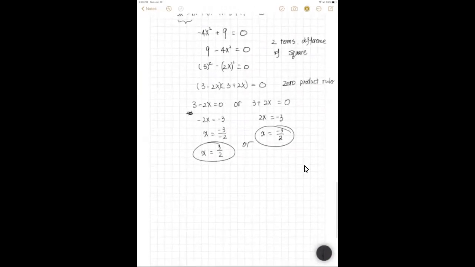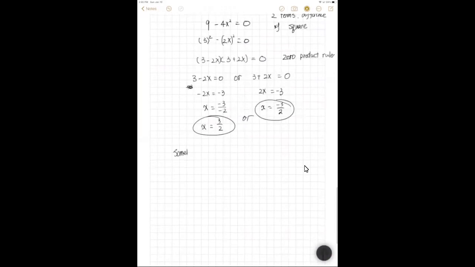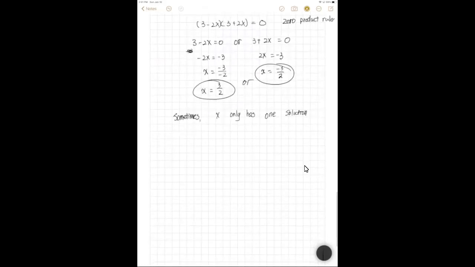Okay, so for the previous example, we have x with two solutions, right? Sometimes x only has one solution. So for example, I have 4x squared equals 12x. Sorry, I have 4x squared equals 12x minus 9. And then we want to move all the terms to the left first. So I have 4x squared minus 12x plus 9 equals 0. So three terms.